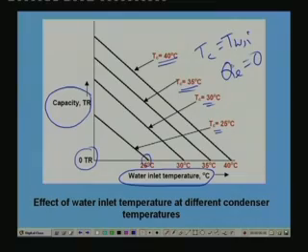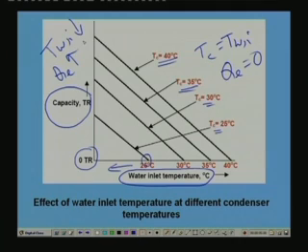The second observation is that for a given condenser temperature, for example, 25 degrees centigrade, as the water inlet temperature reduces, capacity increases. That means as TWI reduces, QE increases. Again, the reason is similar. As TWI reduces, for a given condenser temperature, your LMTD increases. So, the heat transfer rate in the condenser increases, that means the condensation rate increases. Condensation rate increases means mass flow rate increases, and mass flow rate increases means capacity increases.